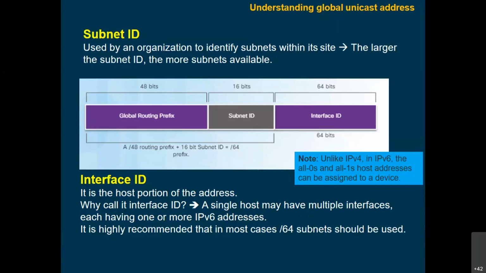Interface ID is the host portion of the address. You might be asking why I call it interface ID, because a single host may have multiple interfaces, each having one or more IPv6 addresses. It is highly recommended that in most cases, a /64 subnet should be used. Basically, when you're assigning a subnet, every subnet is /64. That means all of this is the subnet.